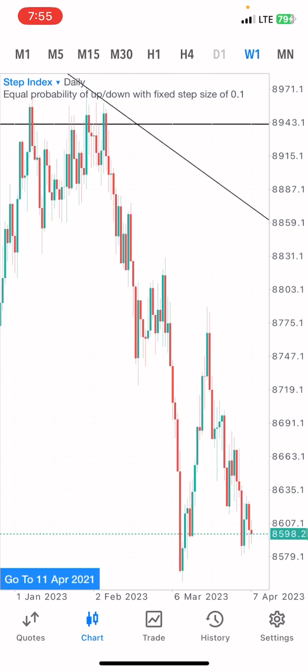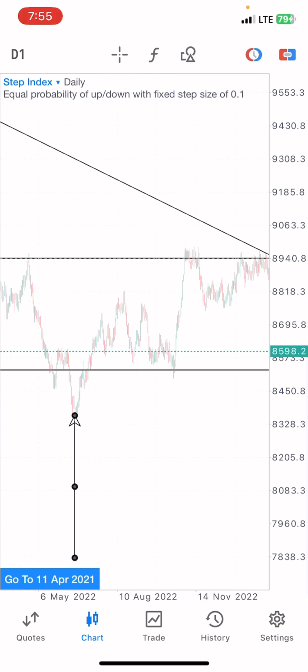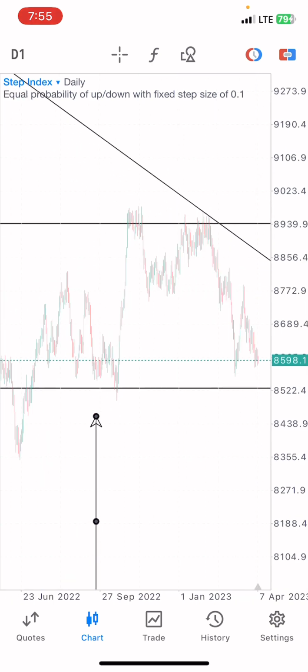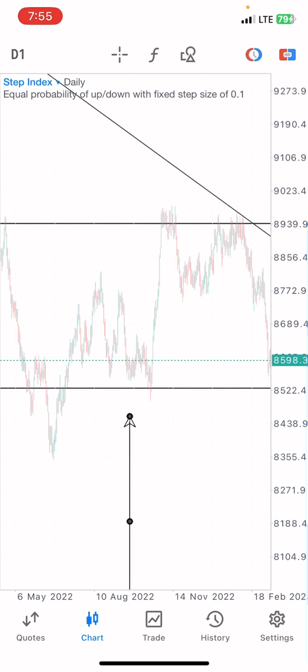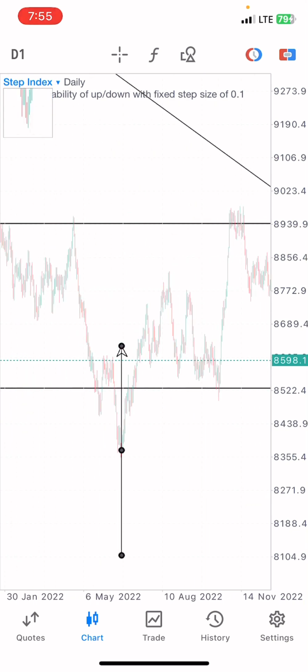So we have to move down to the daily time frame. On the daily time frame, what do you have? You can see that on the daily time frame we have the market giving us moves inside our key level.